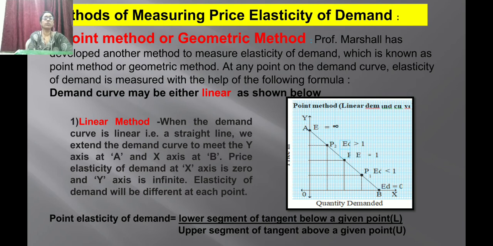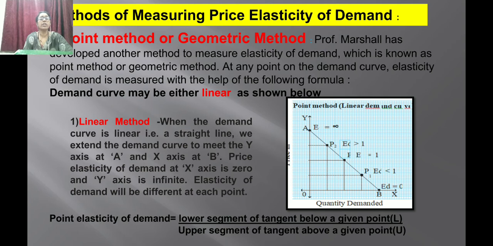Now you see that on the demand curve there are 5 points taken. We have measured 5 types of elasticity of demand. The first one is elasticity equal to infinity. At the second point, elasticity is greater than 1. At the third point, elasticity is equal to 1. At the fourth point, elasticity is less than 1. And at the fifth point, elasticity is equal to 0. So 5 points are mentioned. Now you can take any point on this curve, and we can measure it.